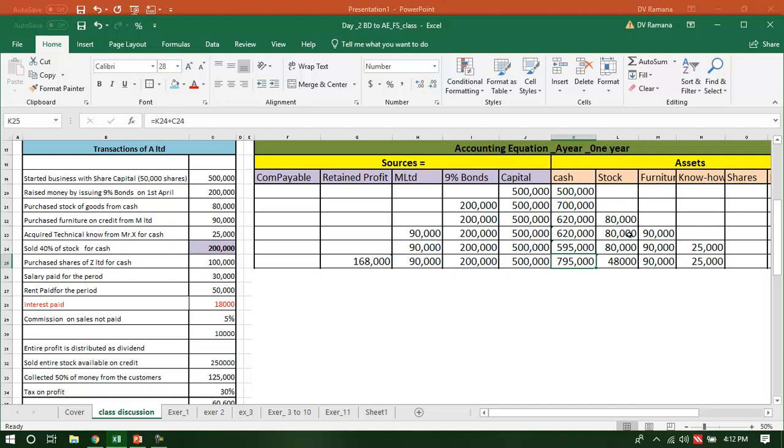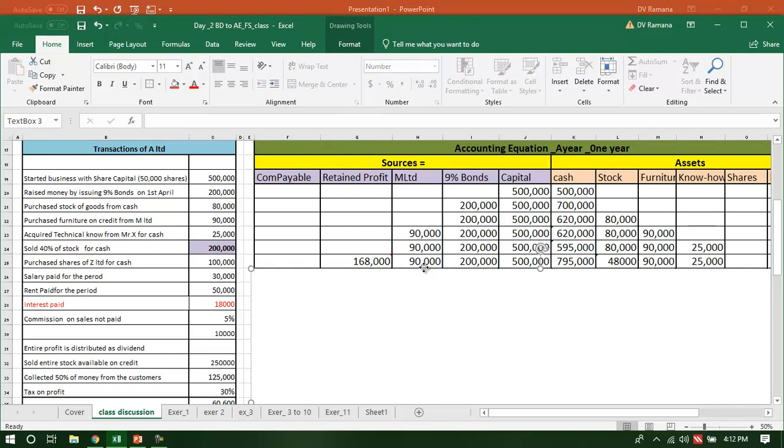But since the stock has been sold at a price higher than the cost, there will be profit. So profit is equal to 200,000, which is the sales, minus the cost of goods sold, which is 32,000. So profit at this juncture, before any other expenses, is 168,000. Then the company purchases shares for cash.